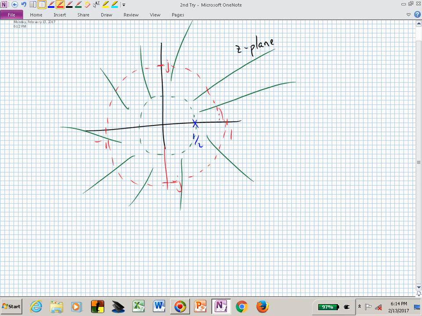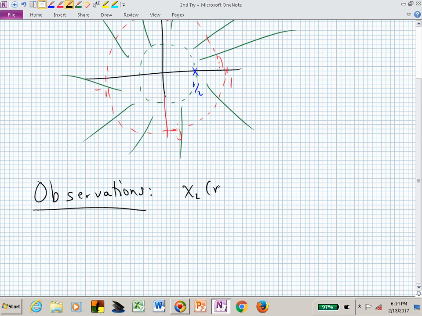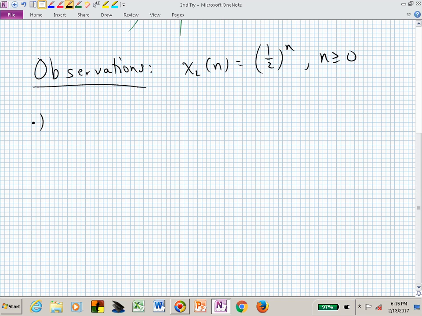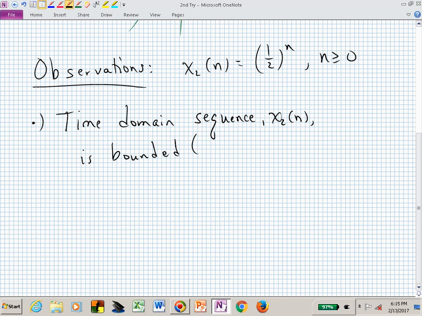And what are some observations that we can make in this case relative to this second example? The second example was x sub 2 of n is equal to 1/2 to the n for n greater than or equal to 0. What do you know about that waveform as a function of n? How does it behave? Is it bounded or unbounded? Here, the time domain sequence x sub 2 of n is bounded. And if we were dealing with that being the pulse response of a system, that would be a stable system.